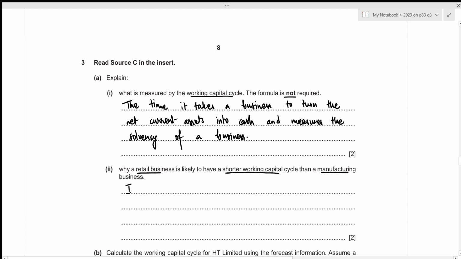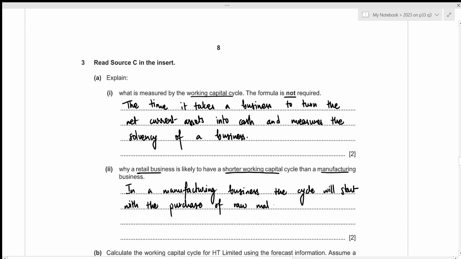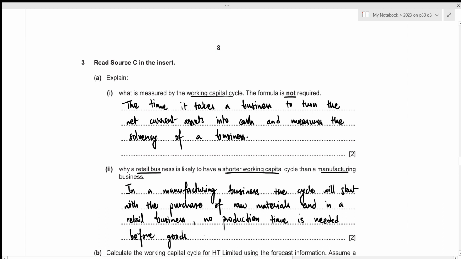Let's write it down. In a manufacturing business, the cycle will start with the purchase of raw materials, and in a retail business, no production time is needed before goods are ready to be sold. That's all for the first part. Let's move towards the second part.